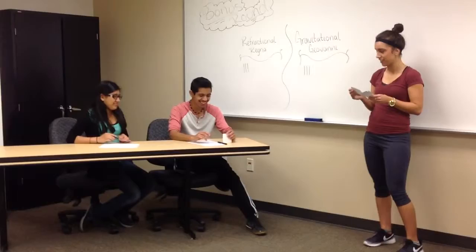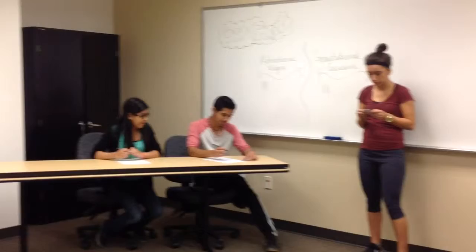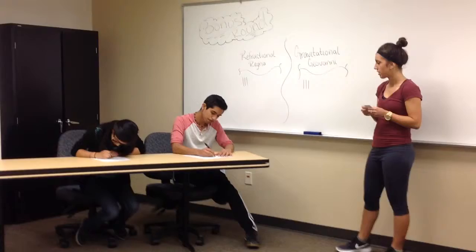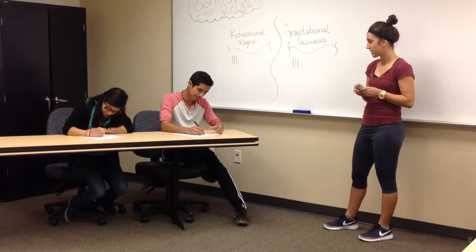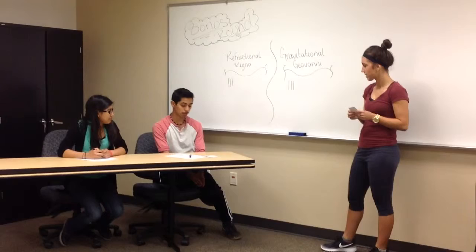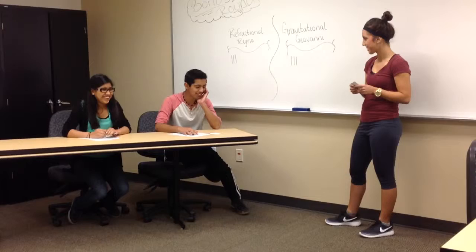1 minute to answer this question. What is the period of a pendulum with a length of 1 meter? Go ahead. The answer is 2 pi times the square root of 1 over 9.81, which gives you 2.006 seconds. That's correct.